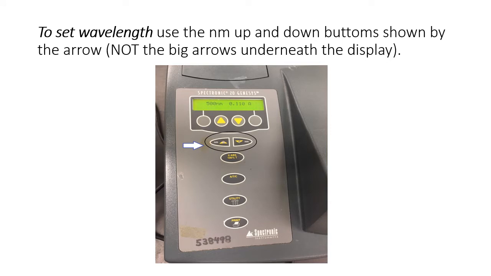Okay, so to set the wavelength, you use the nanometers up and down buttons, shown by the arrow in the picture, not the big gigantic arrows beneath the display. Those kind of invite people messing with them, but don't do that, because I don't know what would happen. But anyway, set the wavelength, use the nanometer up and down button.